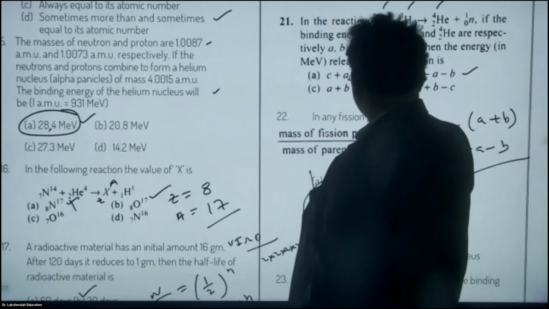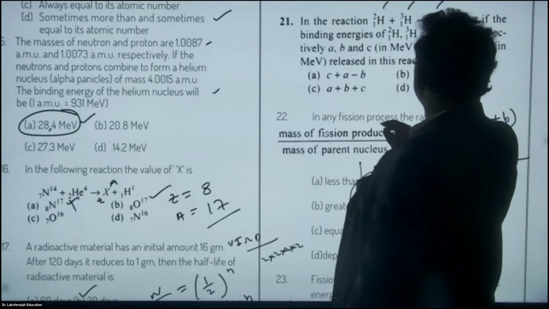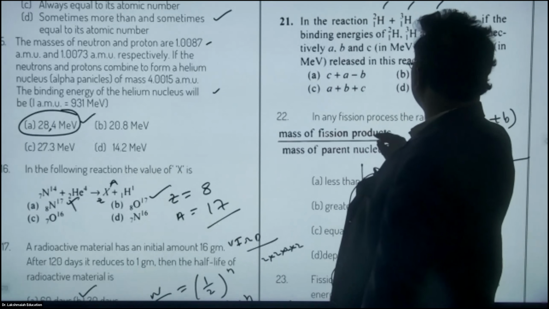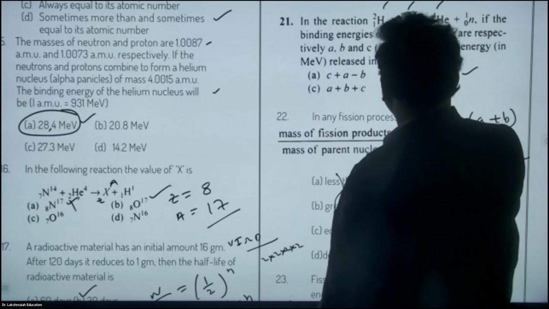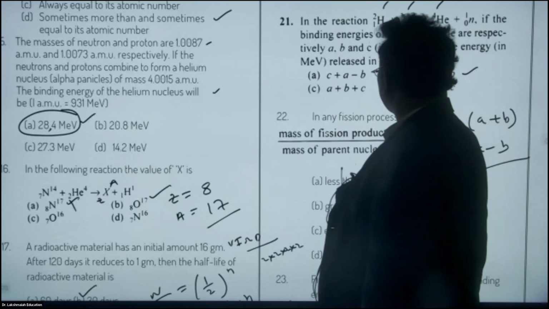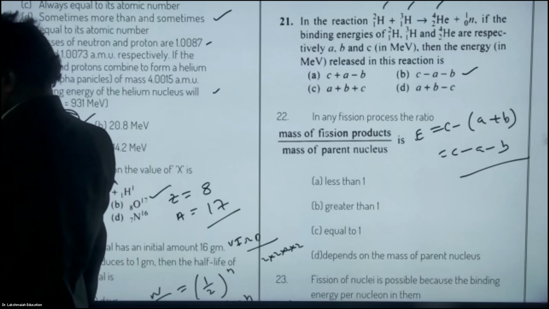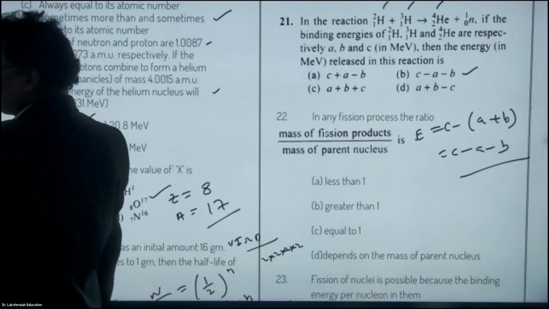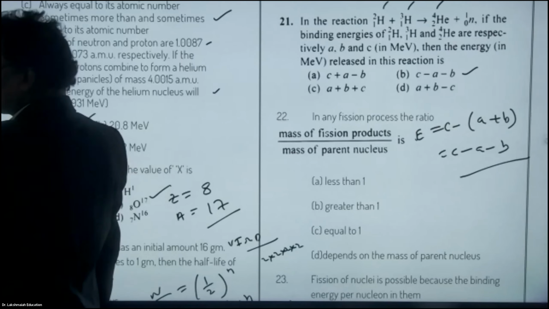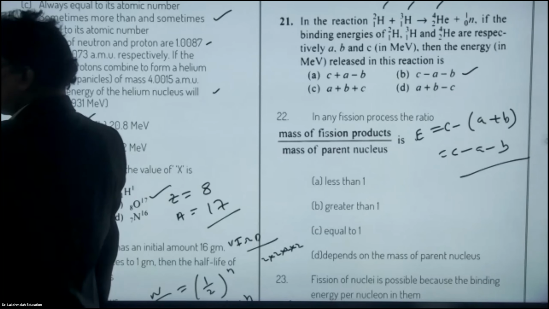What is this? In any fission process, the ratio of mass of fission product divided by mass of parent nucleus is always less than 1, equal to 1. Less than 1. Yeah, less than 1. Okay? Yes, sir. Right. Next question.